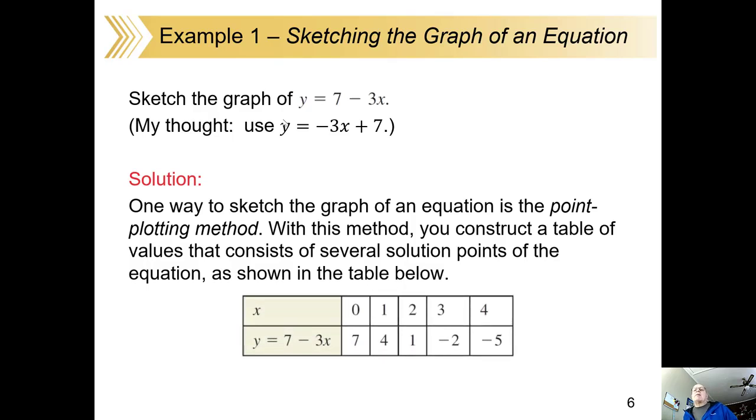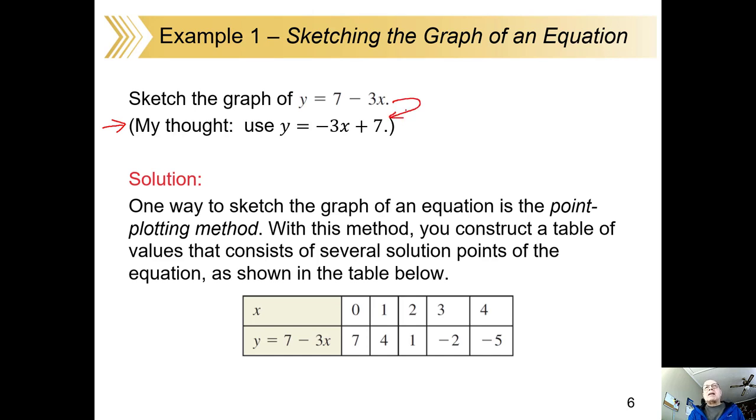So here's an example we can start with, and I'm going to set up my pen here. I'm going to stick with the red. Seems to stand out pretty well. The idea is to sketch the graph of y equals 7 minus 3x. And my first note that I actually put in the slide here is that if I were doing this, I would probably write it this way instead. I would take the 7 minus 3x, write it this way instead.